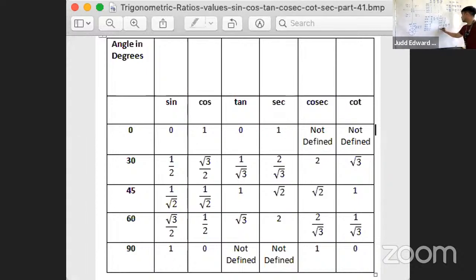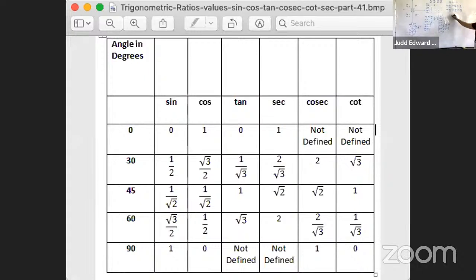Okay, let's move on with tangent 30 degrees. For tangent 30 degrees, so we have 1 over square root of 3. Therefore, we need to multiply that by square root of 3 over square root of 3. And it is now equal to square root of 3 over 3. So that is tangent 30 degrees. And for cotangent 30 degrees, reciprocal of 1 over square root of 3, that is square root of 3. Okay. So that is for cotangent 30.